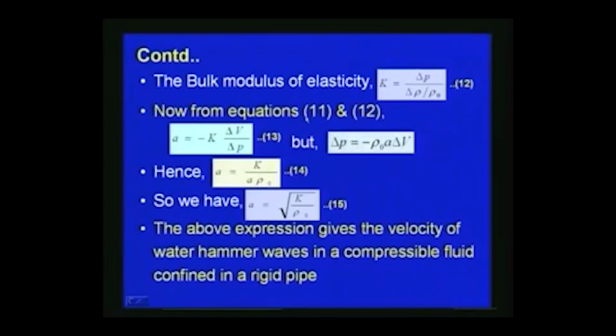With respect to hydraulic transient, we have found a relationship with respect to delta H, the water hammer velocity and the change in velocity, and also we have found the relationship for the water hammer velocity as square root of k by rho 0 as in equation number 15.